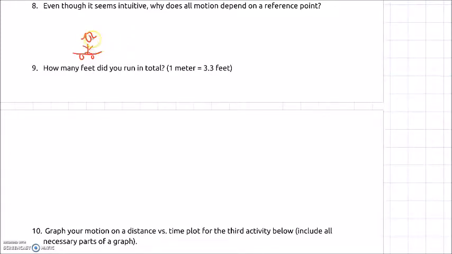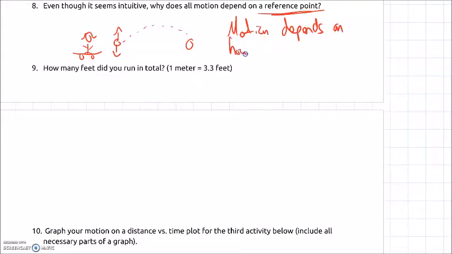So if he threw up the ball and he was looking at it, it looked like the ball went straight up and then straight down. But if you looked at it from the side, you would see that the ball traveled in a parabola. So depending on your reference point, or from which you view it, motion may look different. So you could write that nicely in words: motion depends on how you view it.